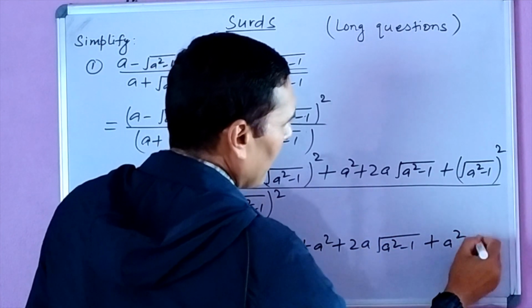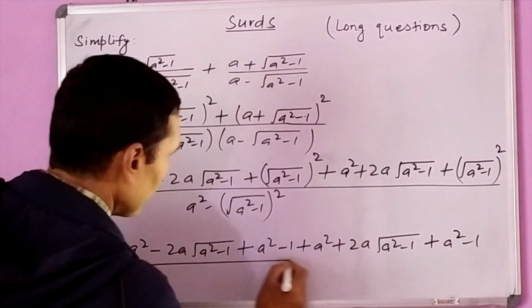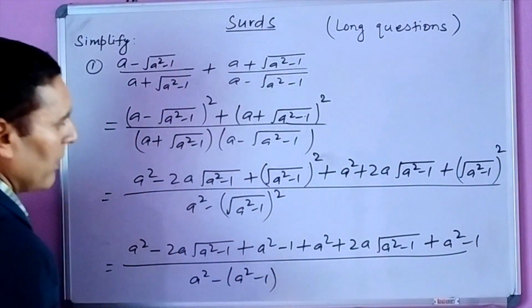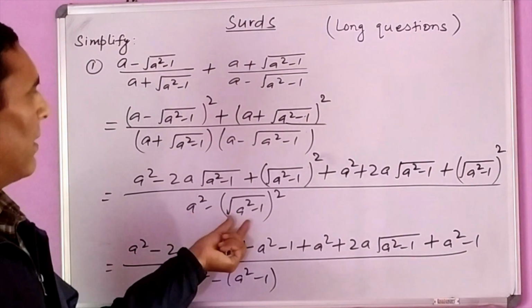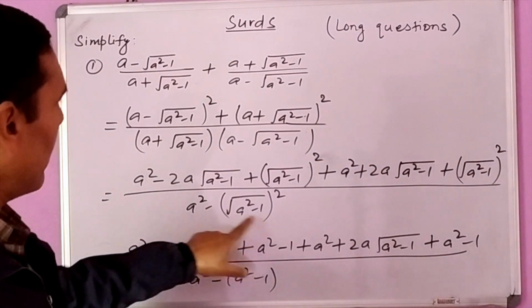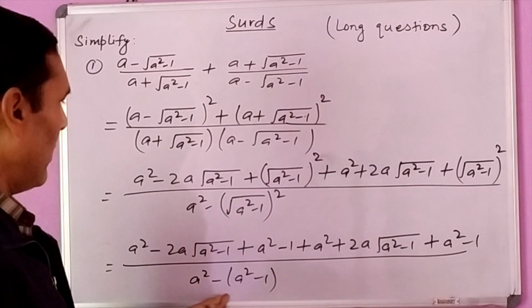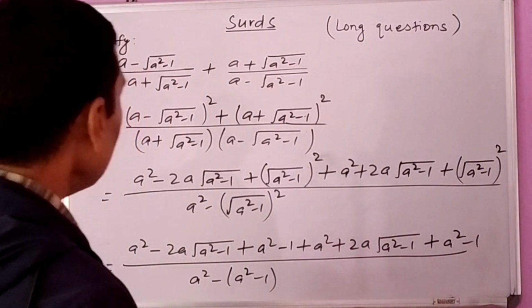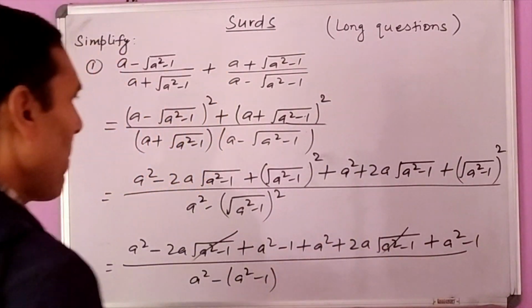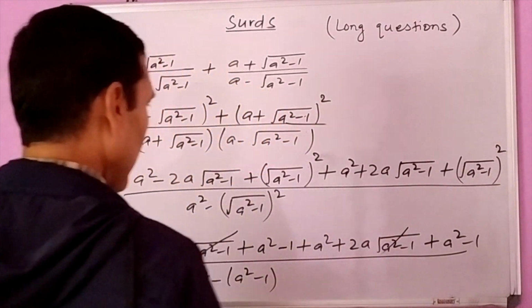Here also a square minus 1 upon, it is a square minus 1. This square and root cancel, and we have to open the bracket with a minus because we have a minus outside of the bracket. So it should be opened with this minus sign. Now you can see this term and this term cancelling each other. And is there any other term cancelling each other?